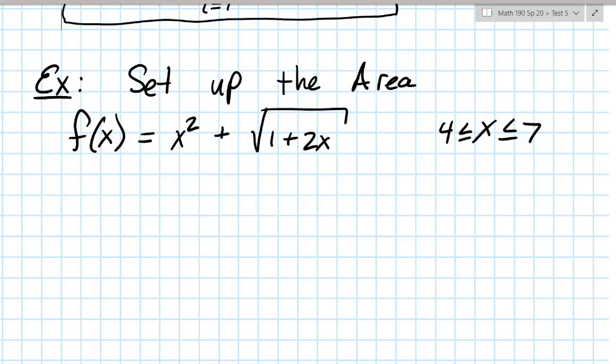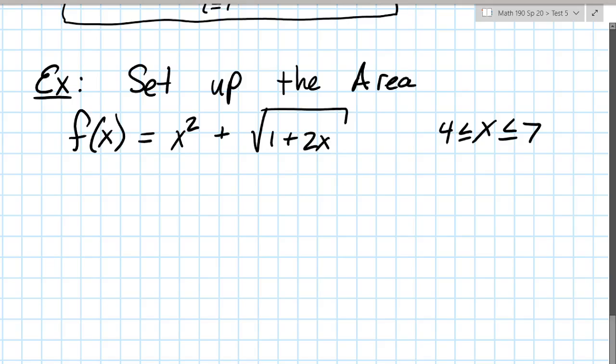Let's take a look at this next example. We want to set up the area using the limit of the sum. Here, we do not need to try to estimate this. We just want to set the problem up. And in order to do that, we don't even really need to know what it looks like.